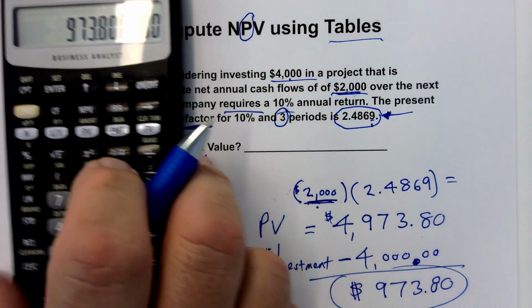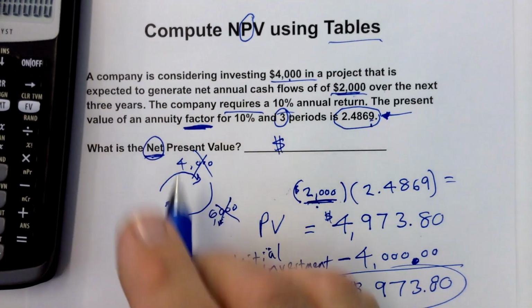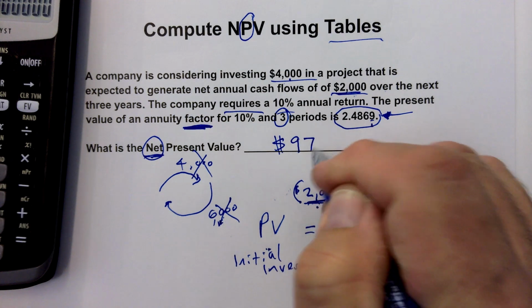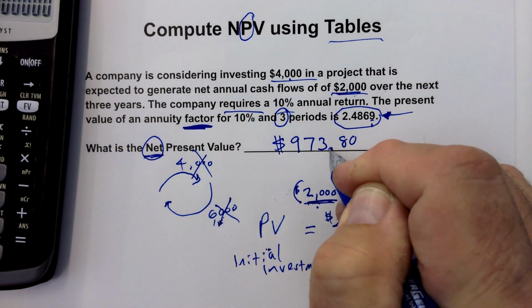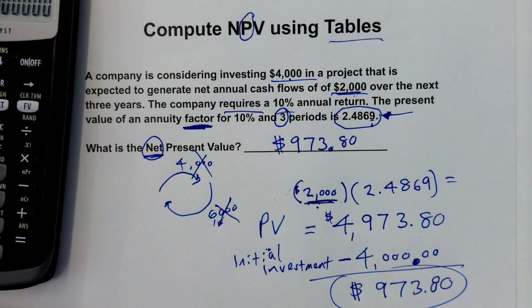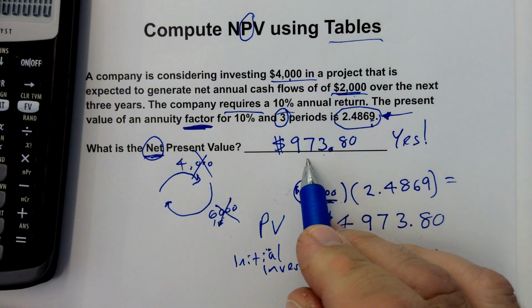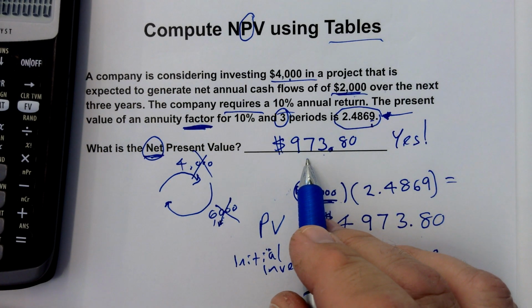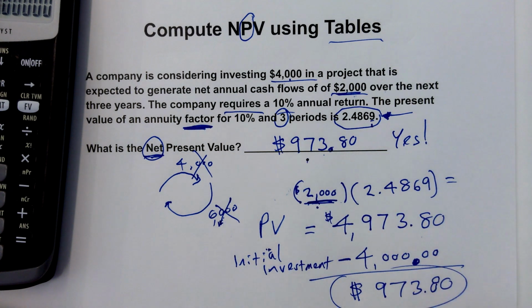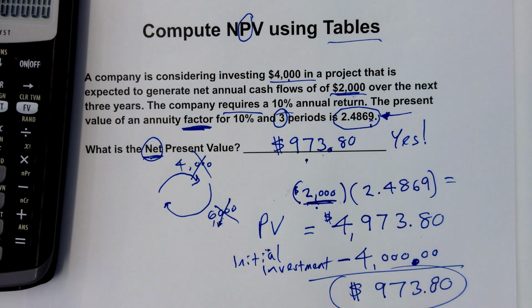So that is our net present value. So I'm going to write it in here as the answer to this. The net present value is $973.80. So I ask you, should the company invest in this project if they're expecting or demand a 10% annual return? The answer is a resounding yes. It looks like a good investment to me. After the investment of $4,000, their net present value is $973.80. It is a positive number and it's a decent positive number. So this looks like a good investment for this company.